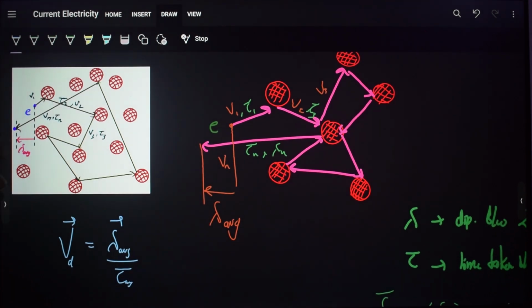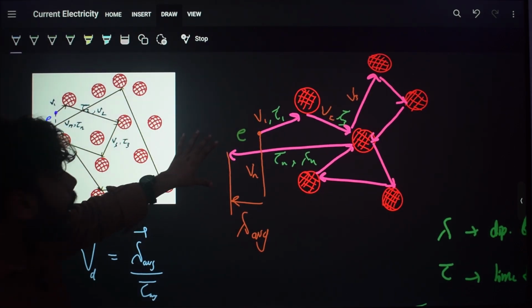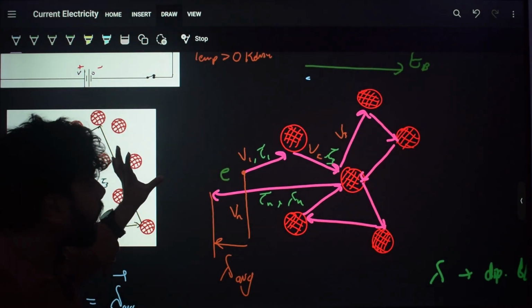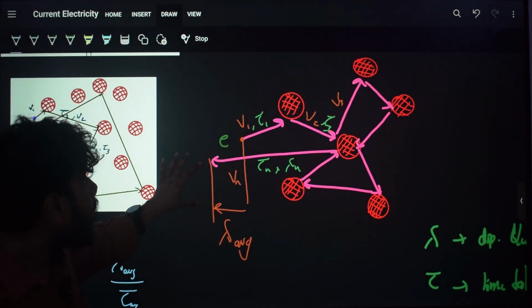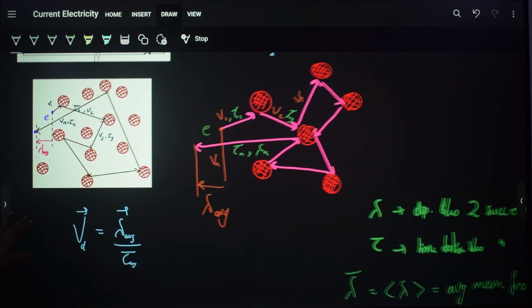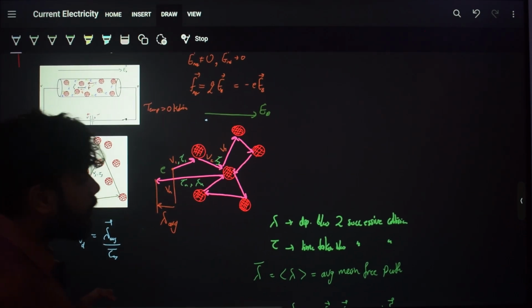So what is the average velocity? They are going to move constantly in random directions, that is always true. But the speed at which it will move in the opposite direction of the electric field is known as the average velocity or drift velocity. And furthermore, what is the direction of drift velocity, we are going to discuss in the next class. In the next class, we will pick up from the same topic.